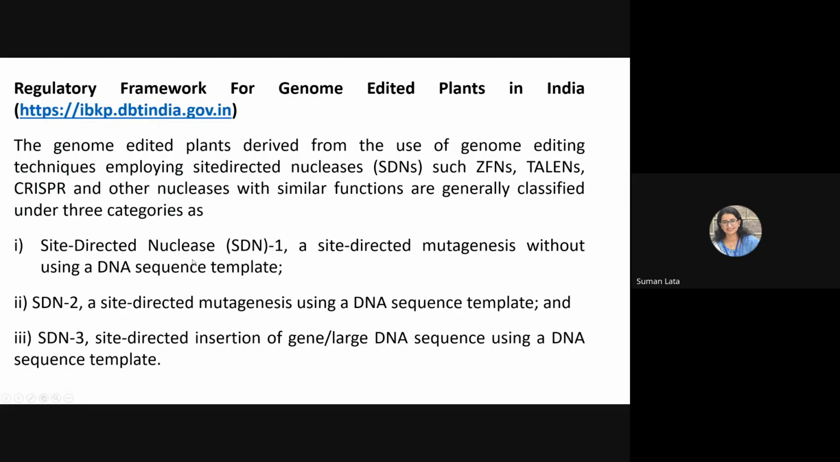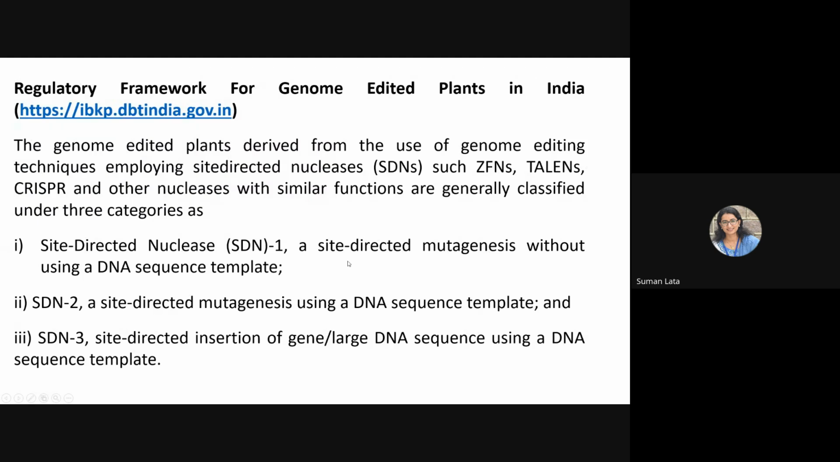Coming to the regulatory framework, what is the regulatory framework for genome edited plants in India? The genome edited plants which are derived from use of genome editing techniques like ZFN, TALENs, CRISPR, and other nucleases have been classified under 3 categories. So first is SDN1, that is site-directed nuclease 1.